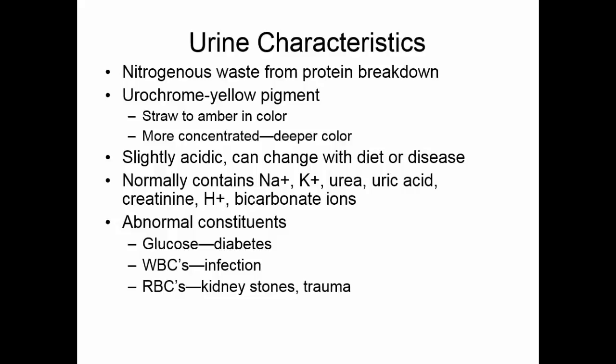If red blood cells are seen in the urine, this indicates that there's some sort of bleeding going on inside the system. Kidney stones can cause this, as can trauma to the kidneys. Protein should never be in the filtrate. If it is, it means that the glomerular membrane is damaged in some way.